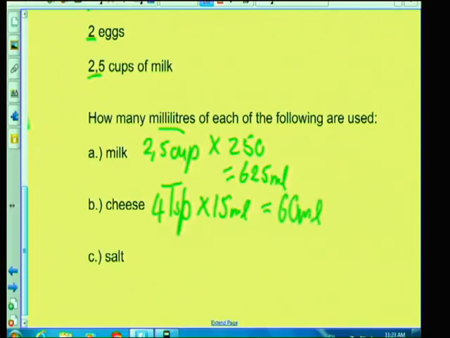Now that's quite a strange way of putting it on a recipe, because one would think usually you would measure cheese in grams, and that's the normal way. Maybe it's because it's grated and they want you to put it into a cup to measure out the grated cheese.